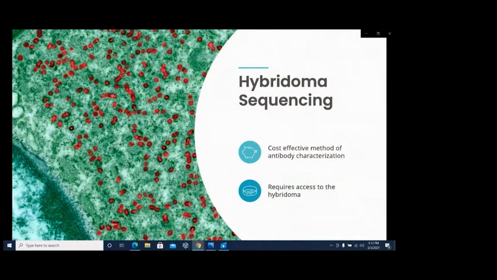So, where do we get started? I think the obvious starting point here is going to be hybridoma sequencing. It's become a readily available tool as long as you have access to the cell line, and it's reasonably straightforward. It does have two main drawbacks. Firstly, you do need access to the cell line, and secondly, not all antibodies are actually monoclonal.